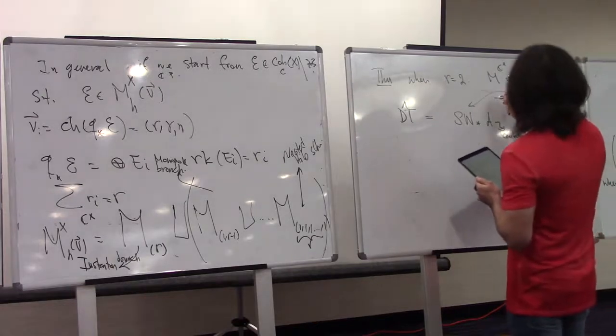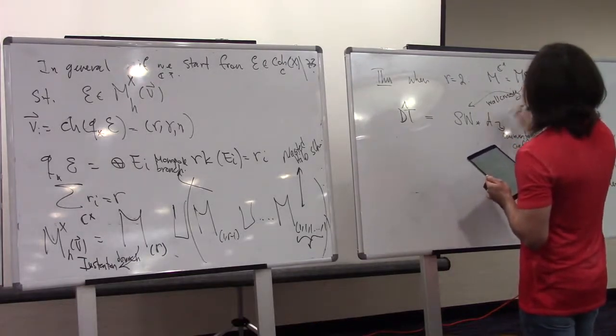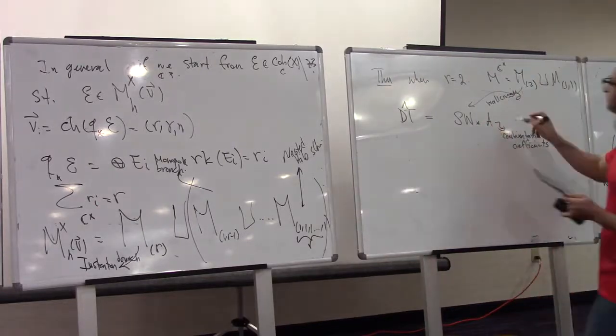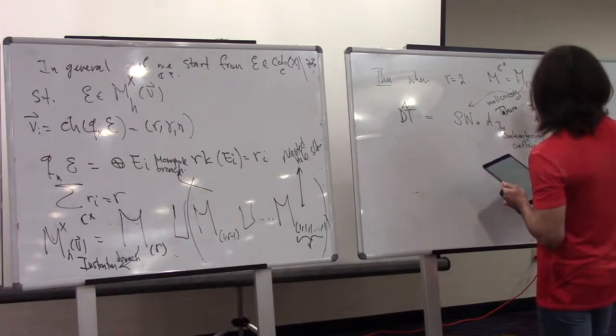So this is via some wall crossing, which was developed by Takuro Mochizuki, who actually works in the same institute as the other Mochizuki.